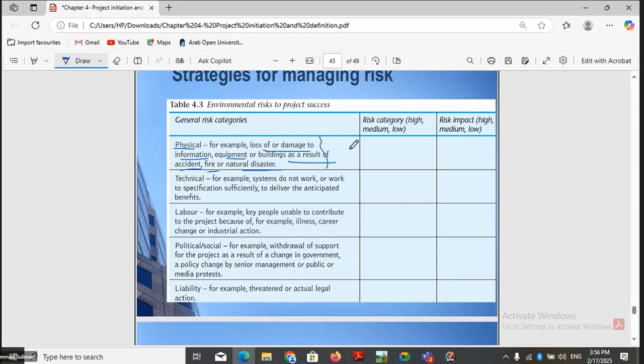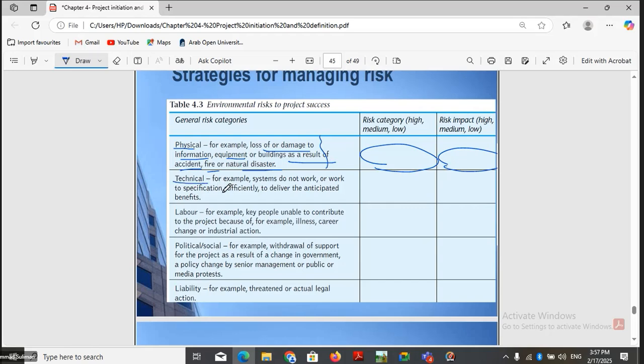Something can happen. A natural disaster can happen. Fire can happen in the building and cause damage. Fine. Some loss of equipment can happen. This is a physical risk. This risk we need to see, I mean, we need to see whether it is a medium or low or high risk. Fine. So this is a physical risk.